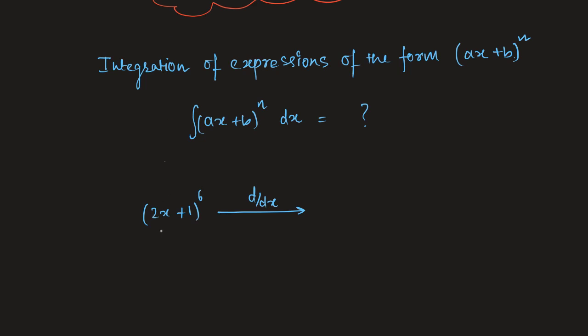Here, our outer function is the bracket to the power 6, or we can say the power rule. So first we apply the power rule, which gives 6 (2x + 1) to the power 6 minus 1, that is 5. Once we have differentiated the outer part, we differentiate the inner part, which is a linear expression, 2x + 1. The differentiation of 2x + 1 is 2.